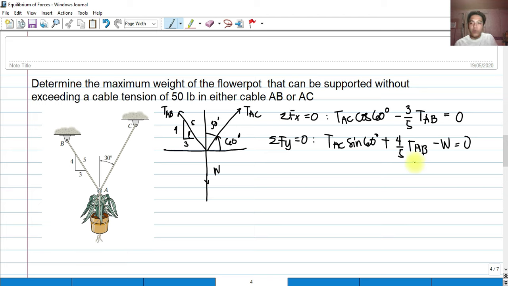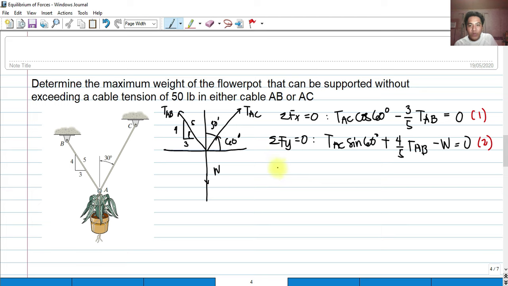Now, this is our equation 1 and equation 2. If we note, based from the first equation given, T sub AB is less than T sub AC. So before T sub AB reaches the limit of 50 pounds, T sub AC is already in limit, which is the 50 pounds. So let's solve for T sub AB by setting T sub AC as 50 pounds.